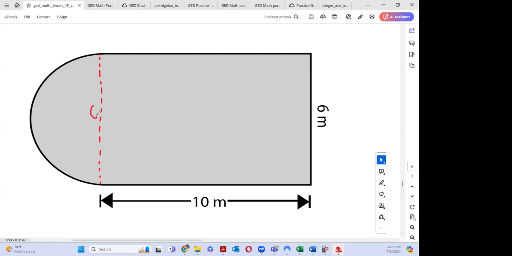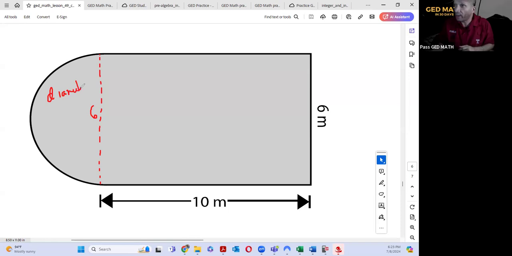Now, since this is a half circle, what's the distance from one side of a circle through the center to the other side? It's called the diameter. So we know our diameter is 6. Does everybody understand that? But the one thing you did say that's very important: this is a half circle.